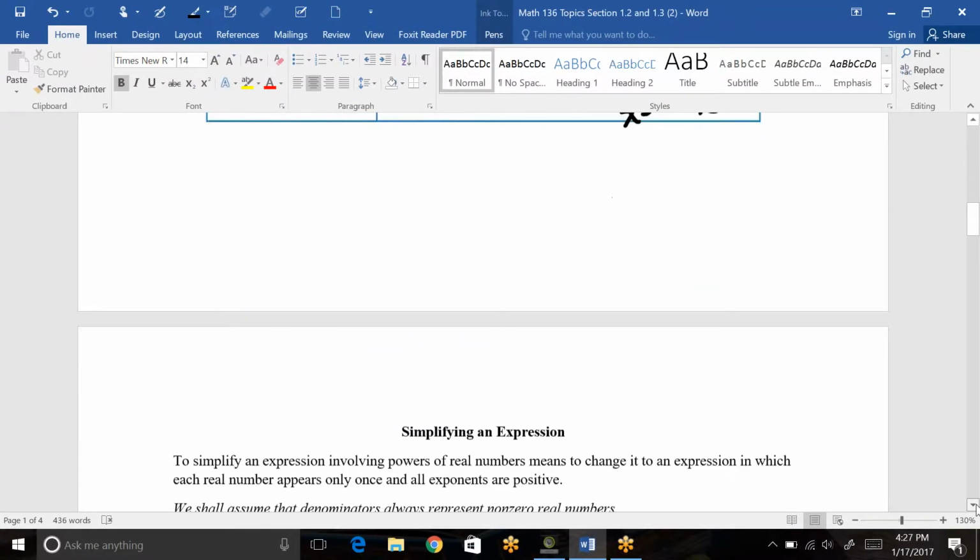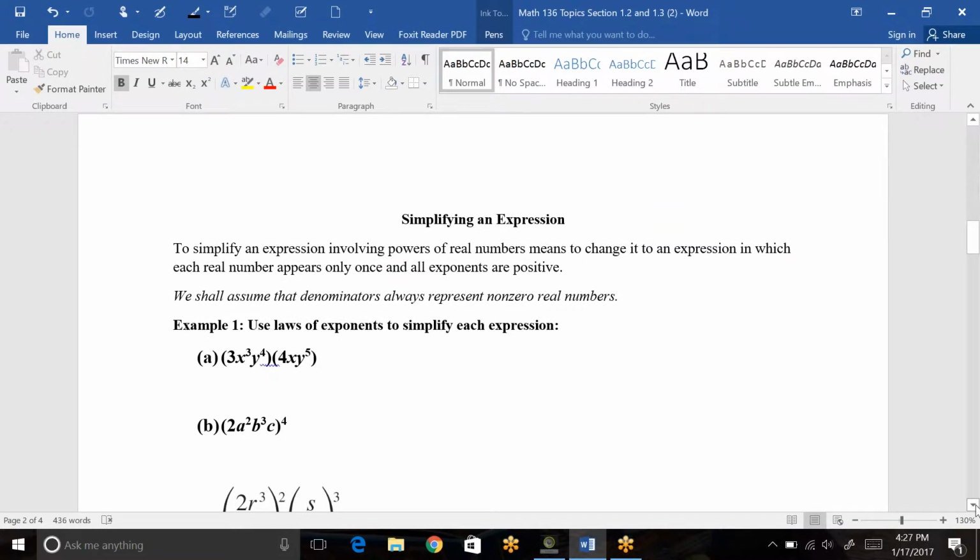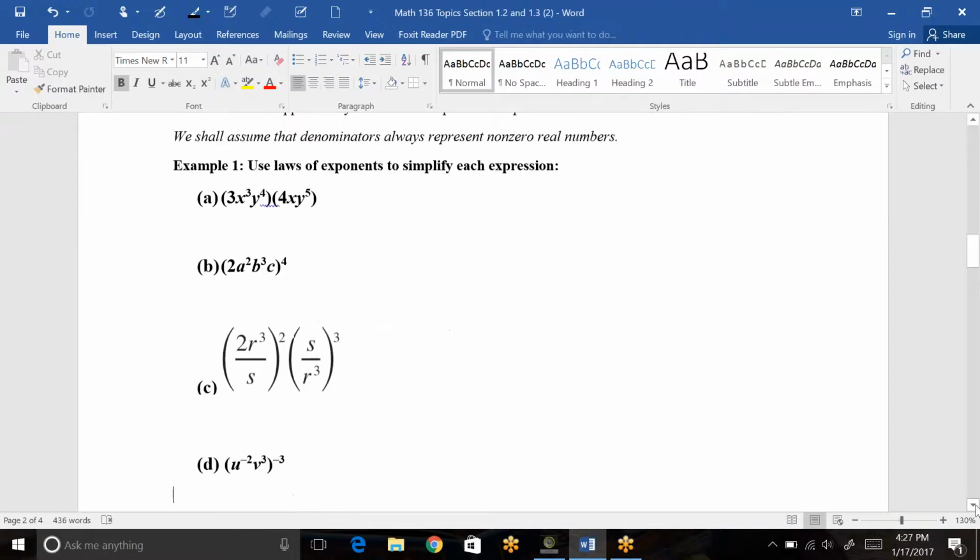Okay, so let's look at some examples with exponents. The rules say to simplify an expression involving powers of real numbers means to change it to an expression in which each real number appears only once and all exponents are positive. We're going to walk you through what that means by looking at some examples. We assume that all of our denominators are non-zero real numbers. That means we don't want to divide by 0, so we're just assuming that the variables are not 0.